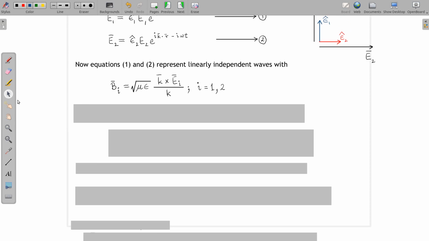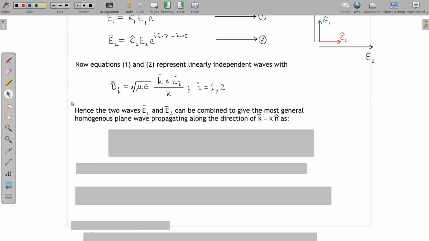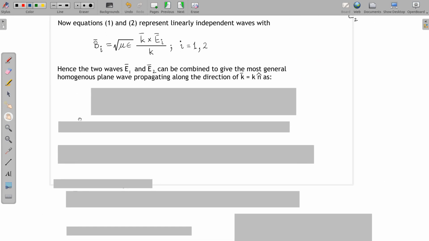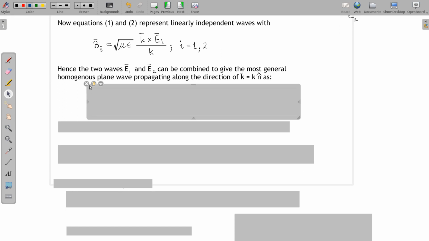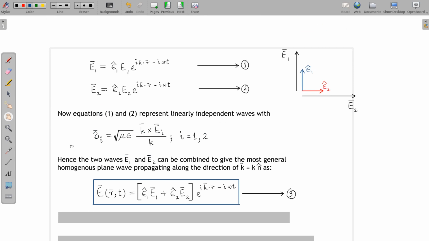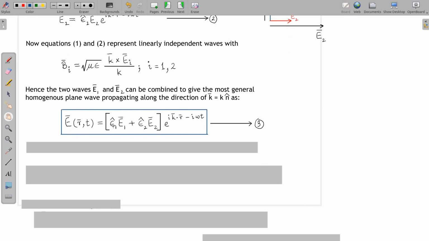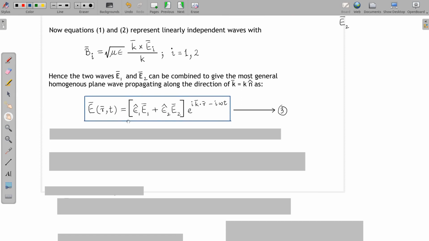So these two equations, number 1 and 2, we can now combine the electric fields E1 and E2, because these two are orthogonal. That means they are linearly independent. So we can combine E1 and E2 as a linear combination to give us the most general homogeneous plane wave, which is traveling in the direction of k, and k is of course along n cap. This is given by simply taking a linear combination of these two waves, E1 and E2. So this gives us a general wave E, which is a function of r and t, as epsilon 1 E1 plus epsilon 2 E2, and this is of course the harmonic part. Let's call this equation number 3.